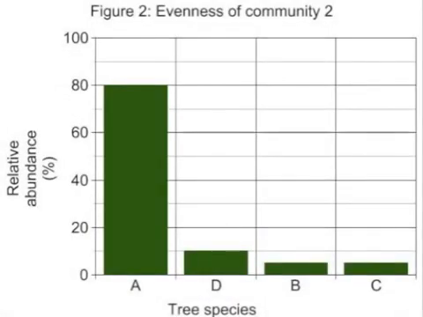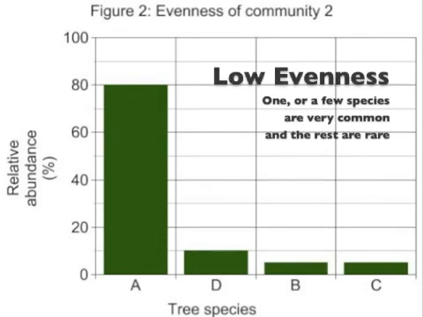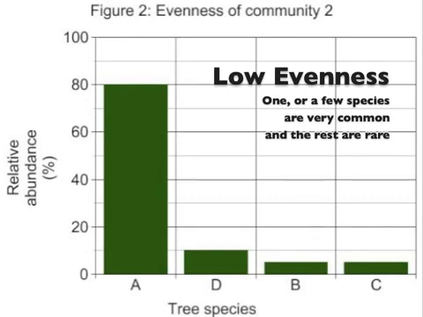In Figure 2, you can see the relative abundance of the species in Community 2. Species A represents 80% of all of the individuals in Community 2, and the other species represent much less. This community has low evenness because one species is very common and the rest of the species are uncommon. And when you look at the bars, you can see that one of the bars is much higher than the rest, so the bars are uneven, whereas the bars in Figure 1 are all even.